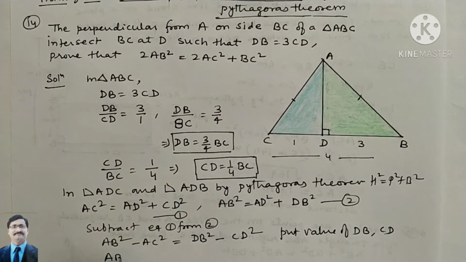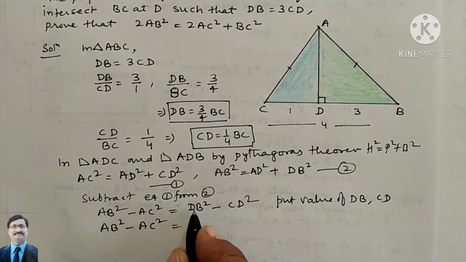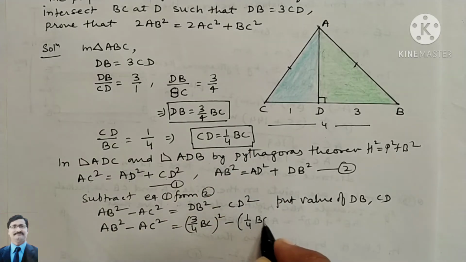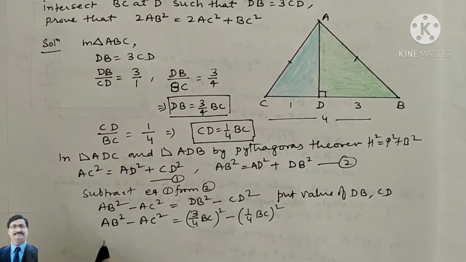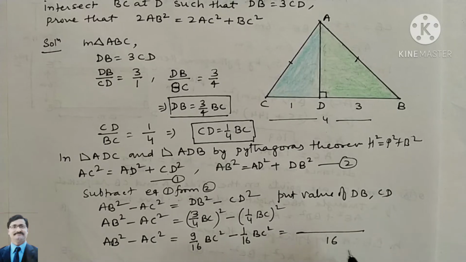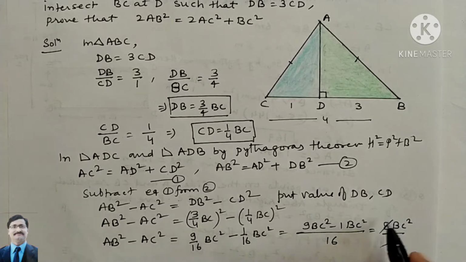So look here, we get AB square minus AC square equal to, in place of DB we can write 3 by 4 BC whole square, minus CD we can write 1 upon 4 BC whole square. So AB square minus AC square we get 9 by 16 BC whole square minus 1 upon 16 BC whole square, and we take 16 as LCM, we get 9 BC square minus 1 BC square, and this is 8 BC square upon 16. So we can cancel, 1 upon 2 we get.